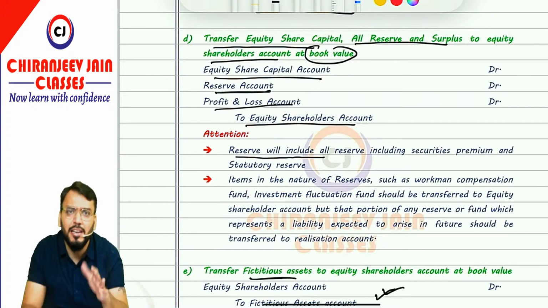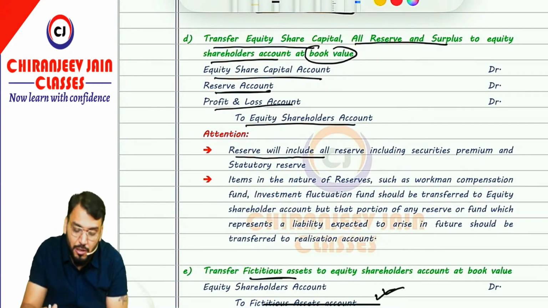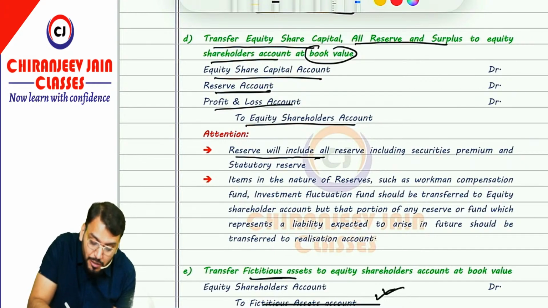Means any reserve of whatever nature. It can be general reserve, it can be statutory reserve, it can be securities premium. All the reserve and surplus will be closed by transfer to equity shareholders account. So reserve will include all reserve including securities premium and statutory reserve.